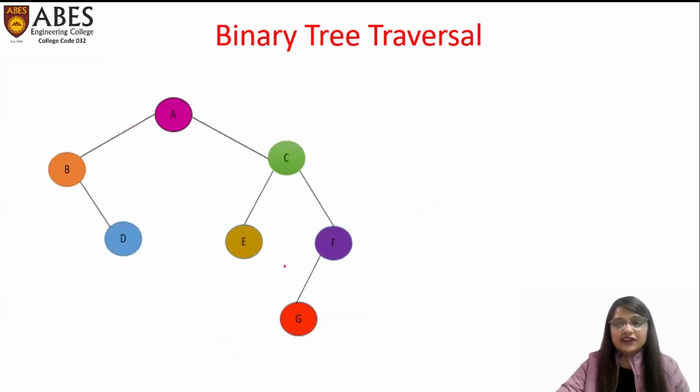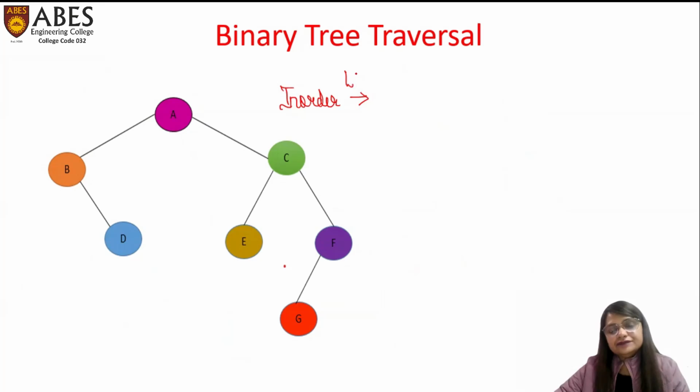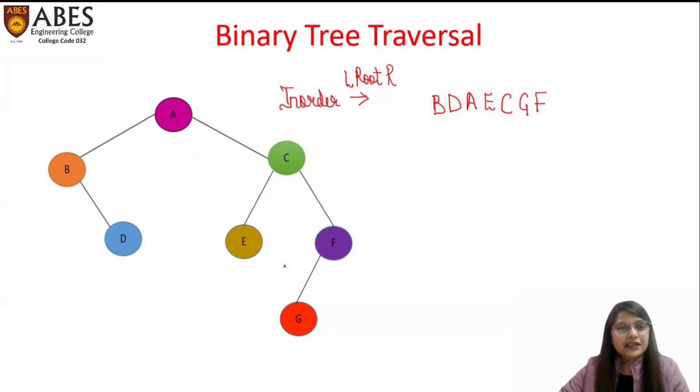Now, we can take another example, this one. If I talk about in-order, you can try it on your own as well, then verify with my answer. In order, we have to go left, root, and then right. It means B, D, A, E, then C, and then G, and then F. B, D, A, E, C, G, and F.